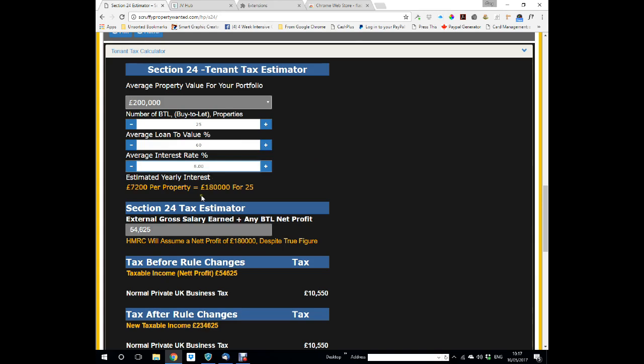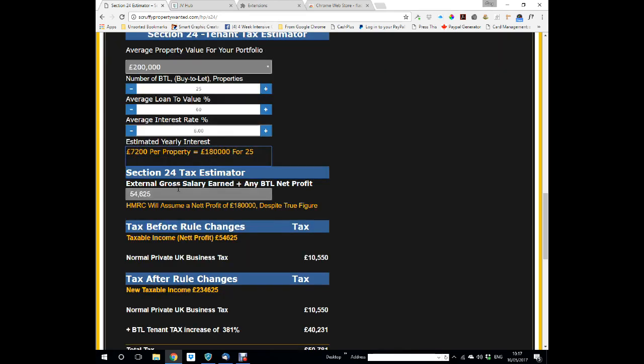So based on a 6% interest rate with an average loan to value of 60%, it means that 60% of the value of that property is actually in the form of a loan from a bank or another lender. That would mean you've got an interest bill each year of £7,200 per property, and for the 25 properties that's £180,000. Now previously, before the changes, that would be classed as a business expense and you wouldn't even bat an eyelid over it. However, now this will be classed as taxable income.